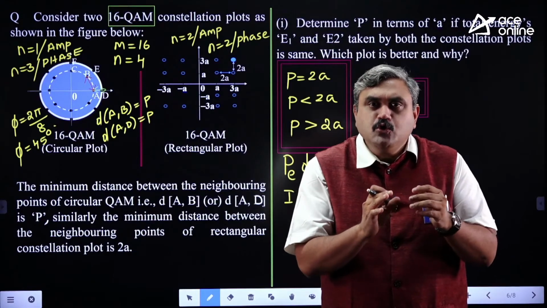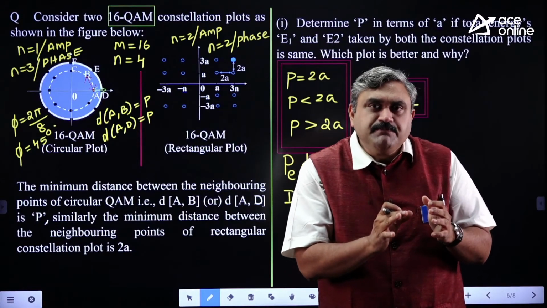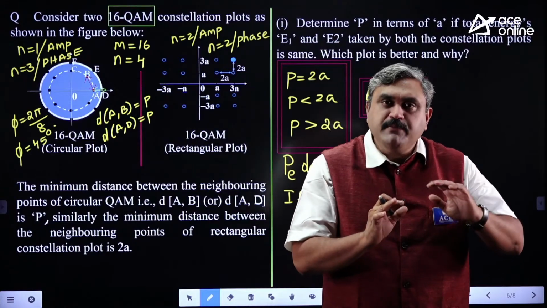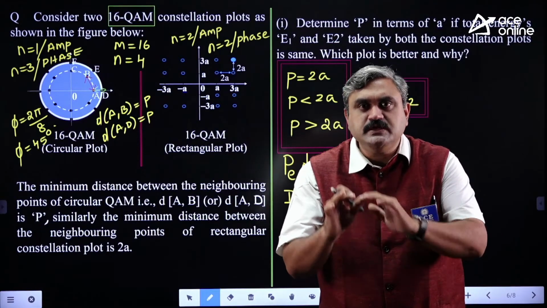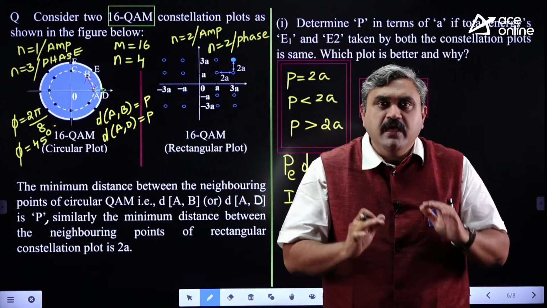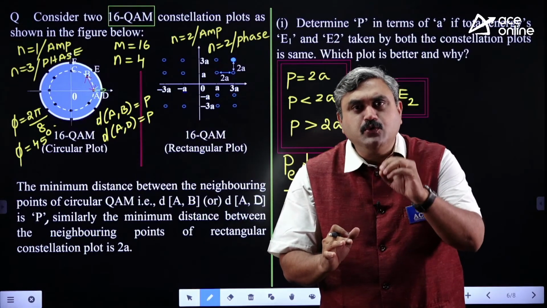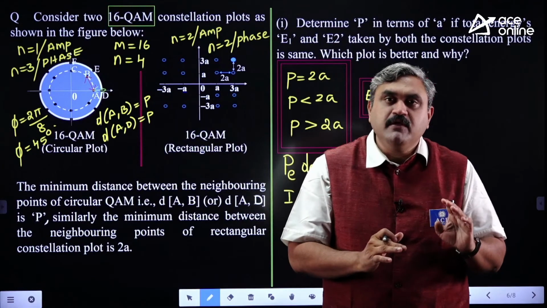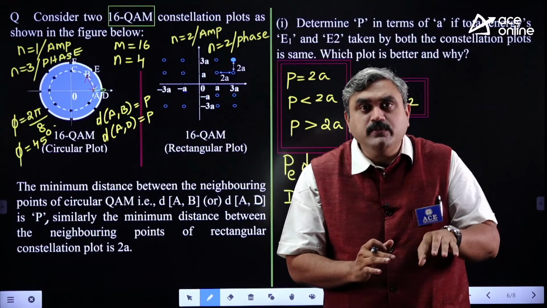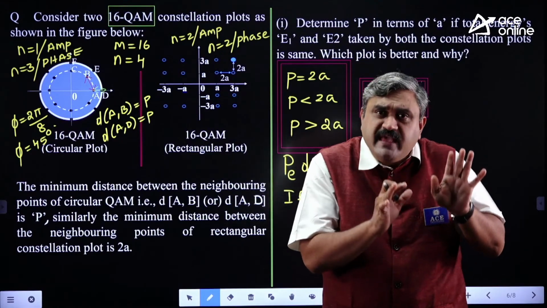See here, two houses are there. Current supply to both the houses is the same. I am giving 100 units to the first house, 100 units to the second house. In the first house, only 2 tube lights and 2 fans are running. And in the second house, 4 tube lights and 4 fans are running with the same supply.